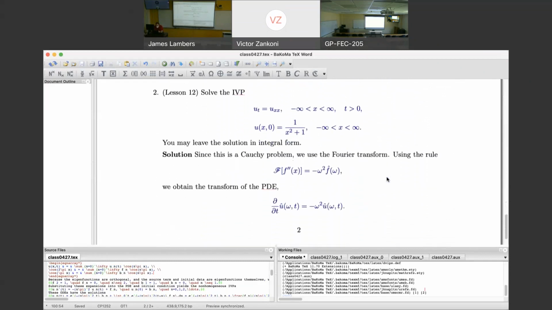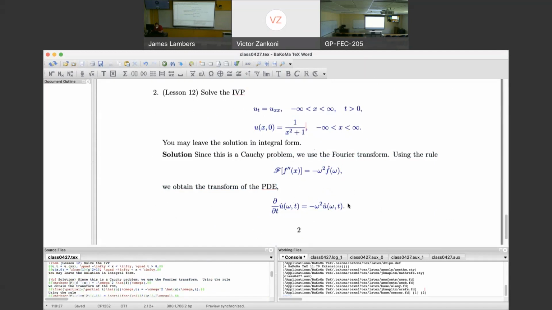Next problem, lesson 12. Fourier transform. So in this case, we have a problem defined on the entire real line. So then feel free to use a Fourier transform table, such as the one in the back of the text. So use these rules to take the Fourier transform of your PDE. You can use rules such as from a table to take the Fourier transform of the initial data. So in other words, transform everything, transform the entire problem.